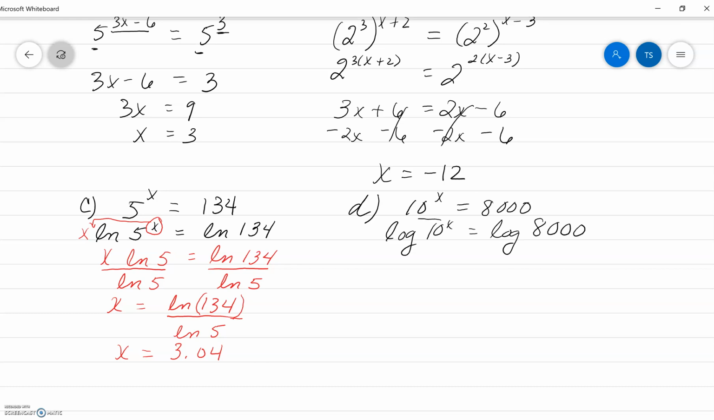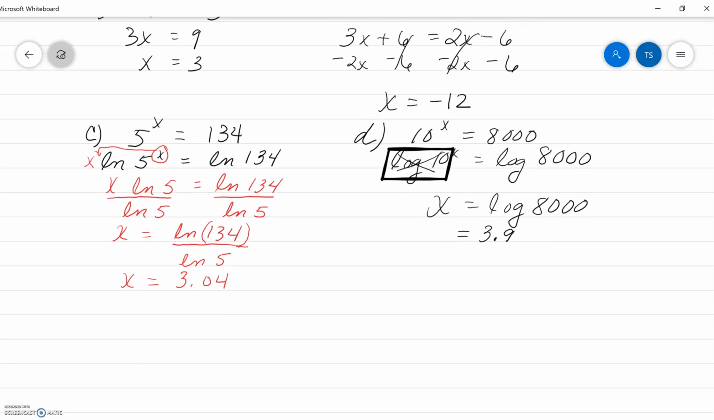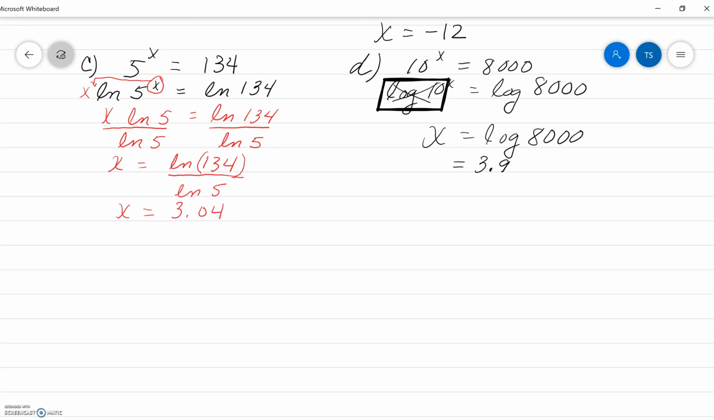okay, what was that property? When the base and this exponent are the same, look at that right there. What can I do? Oh, those are going to cancel out. Bye-bye. Leaving you with x equaling the log of 8,000. Put that into your handy-dandy calculator, and you're going to get about 3.9. So, there's those. The next example, I'm going to call example E.